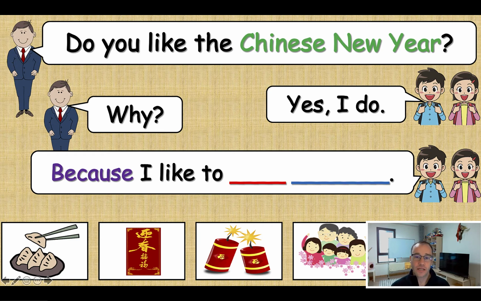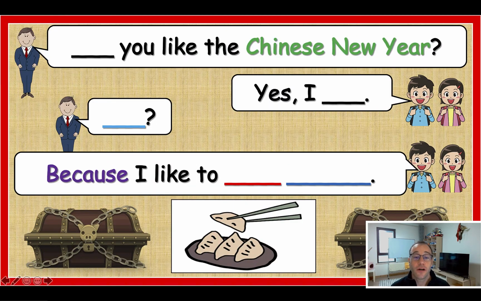So you can drill it with the class. You can ask a few students, and then bring up 2 students from team 1, put them in front of the board, and tell the rest of the class to be quiet. And they need to fill in the blanks, okay? They need to say the missing words, okay? So they can try it once through. They should be able to figure it out.